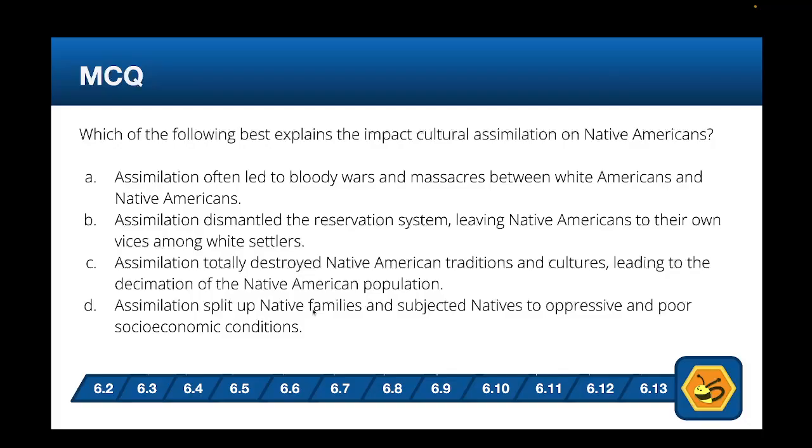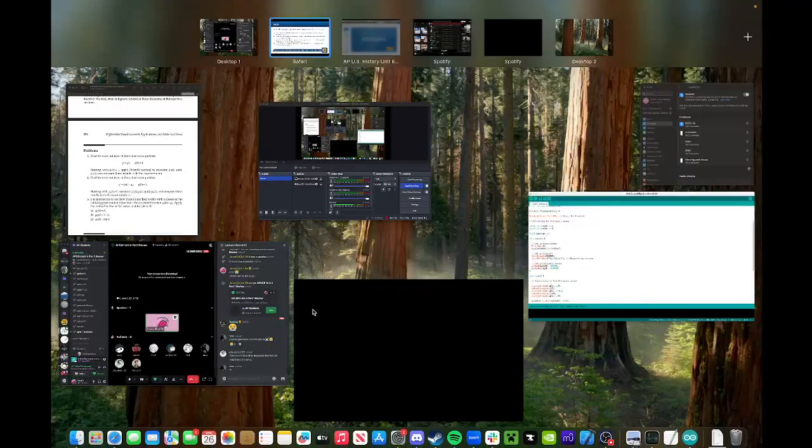So, which of the following best explains the impact cultural assimilation had on Native Americans? I don't know why they deleted the "had" there. A. Assimilation often led to bloody wars and massacres between white Americans and Native Americans. B. Assimilation dismantled the reservation system, leaving Native Americans to their own vices among white settlers. C. Assimilation totally destroyed Native American traditions and cultures, leading to the decimation of the Native American population. And D. Assimilation split up Native American families and subjected natives to oppressive and poor socioeconomic conditions.